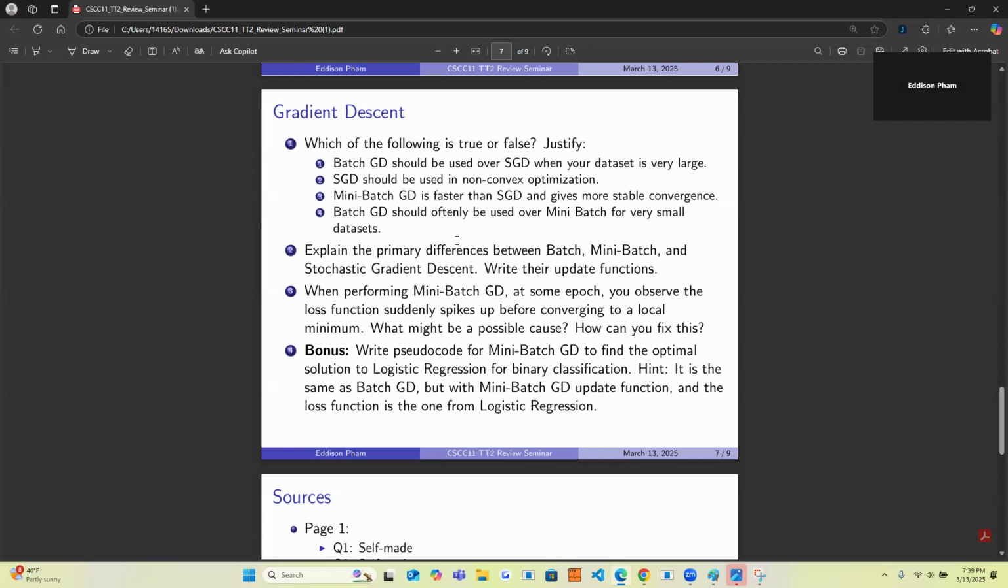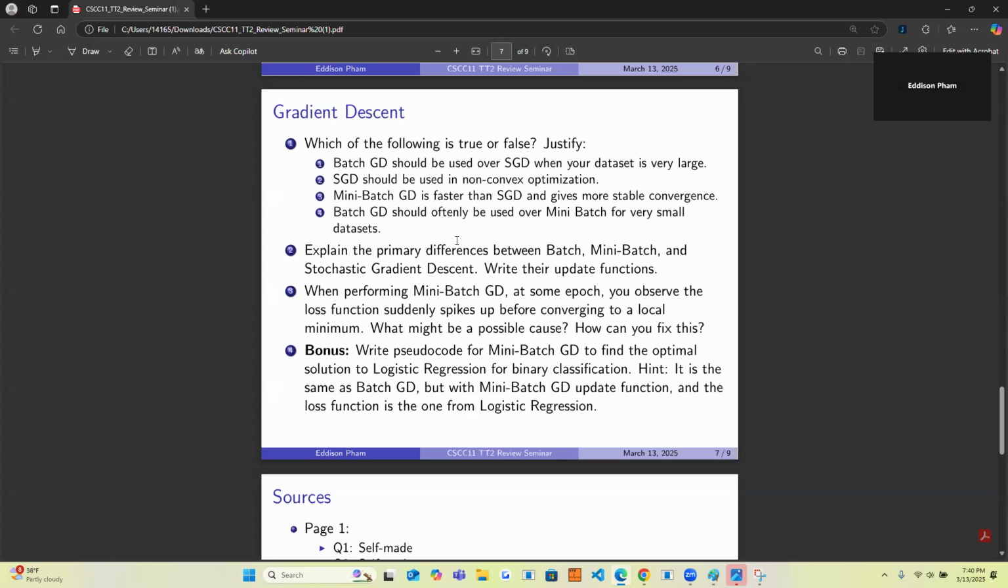Just take a guess why we should use batch GD often. Because mini batch might find a local minimum. That's actually the case for batch GD. Batch GD might land in a local minimum as well.